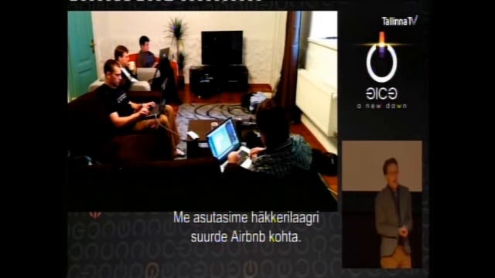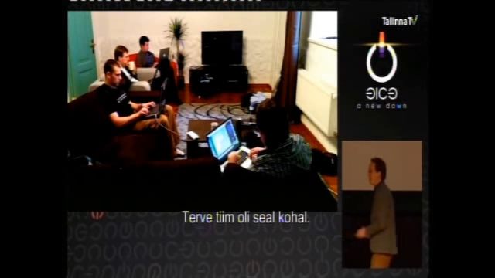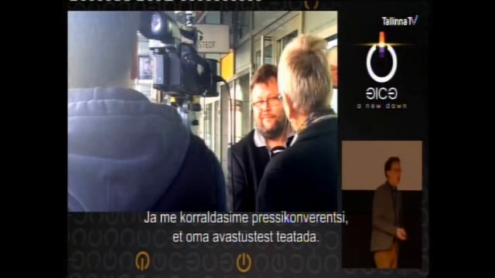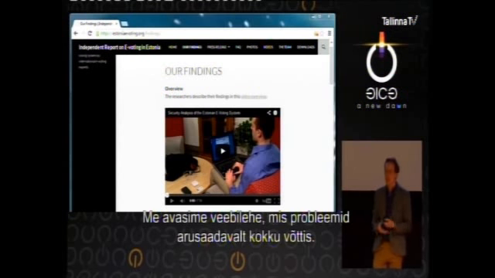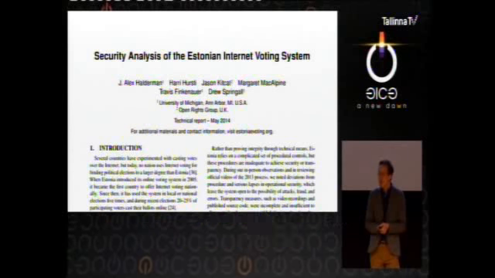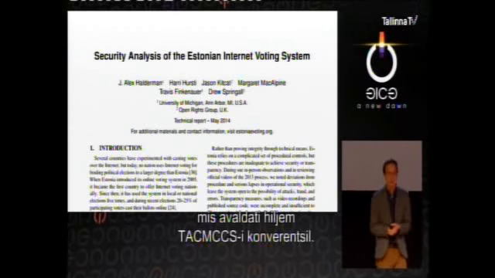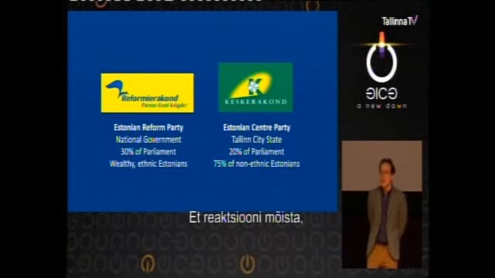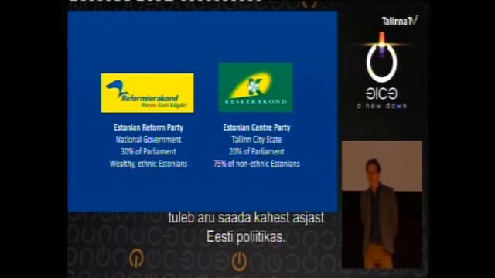We set up a hacker base camp in a nice big Airbnb place with, I think, the whole team present. And we proceeded to call a press conference and announce our findings. We put up a website that summarized them, as I have now, for normal people to understand. And we published a detailed technical report that was later published at the ACM-CCS conference. So the reaction, and understanding the reaction, requires understanding just two things about Estonian politics.